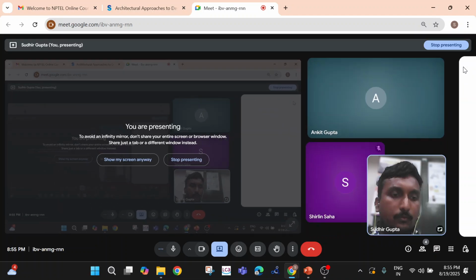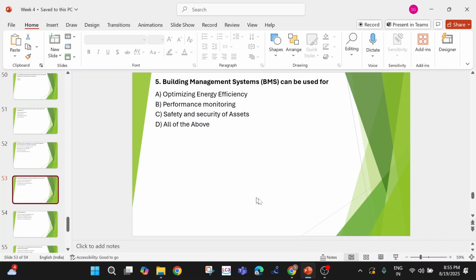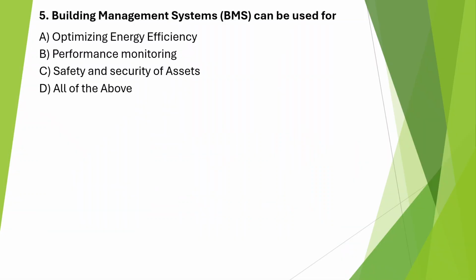Okay, so D has been opted by most of you, and whoever has opted for option D, they are absolutely correct that BMS will be helping us to monitor the HVAC system, lighting, fire system, and security, and it will be helping in ensuring energy efficiency, asset safety, and real-time performance monitoring. So all of the above, which was asked in option D, is the correct answer for these BMS systems. So let's move to question 6 then.